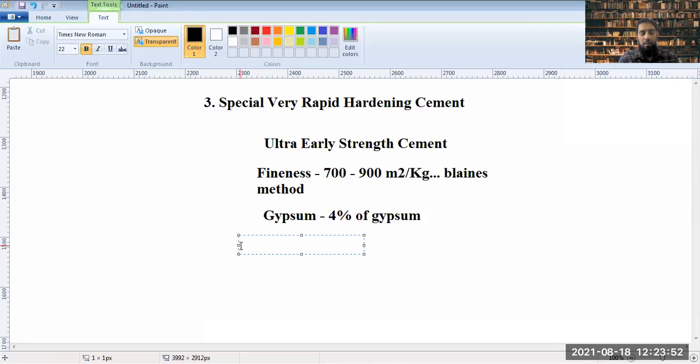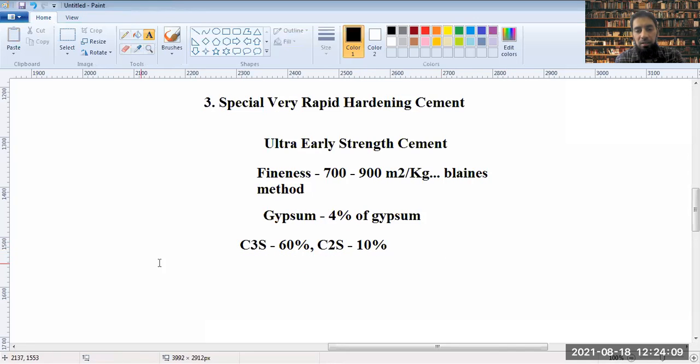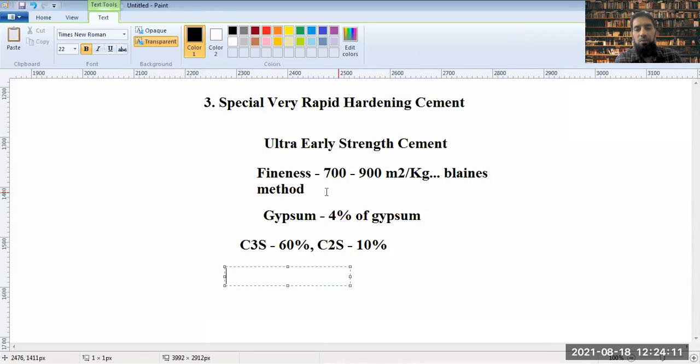This special very rapid hardening cement has a C3S composition of around 60%. That resembles the rapid hardening cement, and a C2S composition of around 10%, again resembling the rapid hardening cement. But the only difference here is that you are making the cement much finer. For that, you have to add the gypsum content.